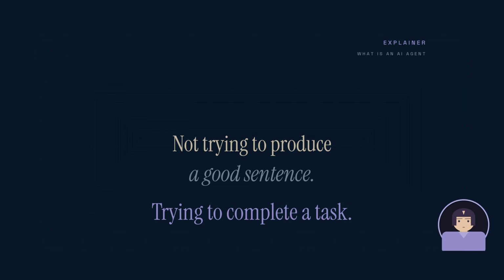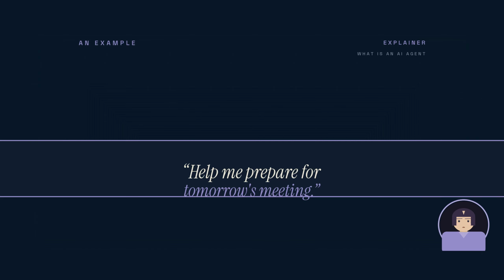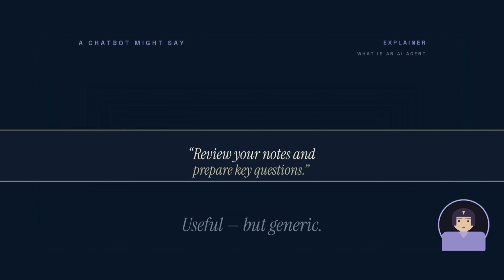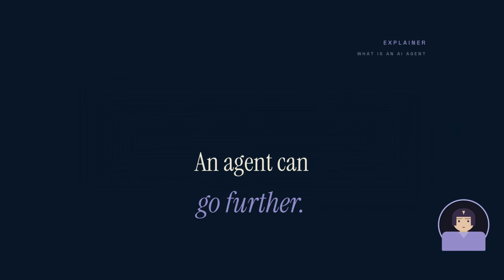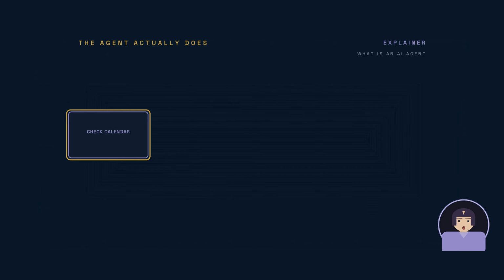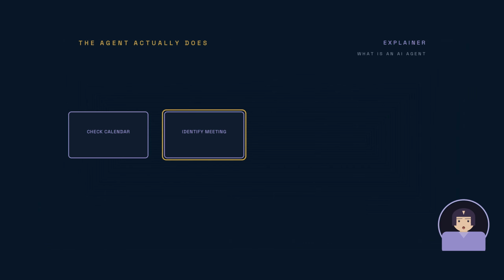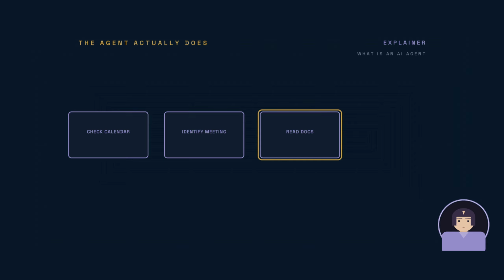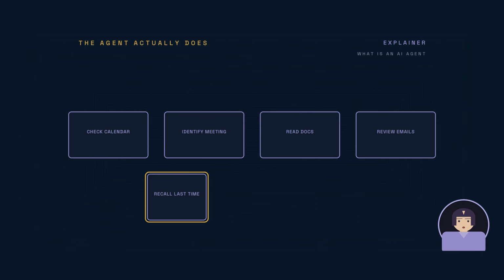Imagine you say, help me prepare for tomorrow's meeting. A chatbot might say, review your notes and prepare key questions. Useful but generic. An agent can go further. It can check your calendar, identify the meeting, read related documents, review previous emails, remember what was discussed last time, prepare talking points, and draft a follow up email. That is the difference. A chatbot gives you an answer. An agent works toward an outcome.